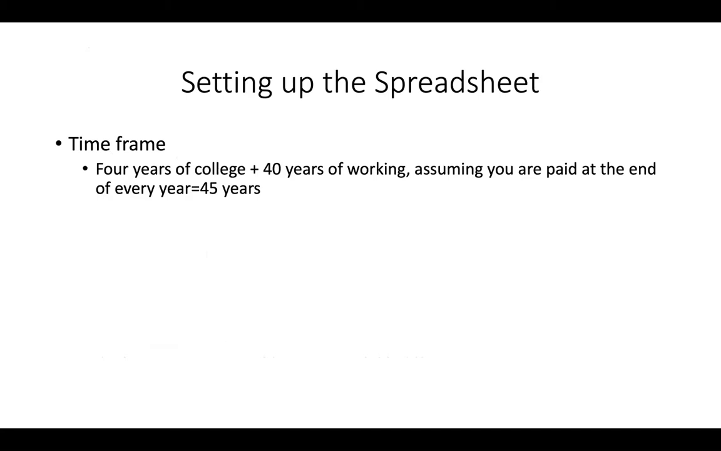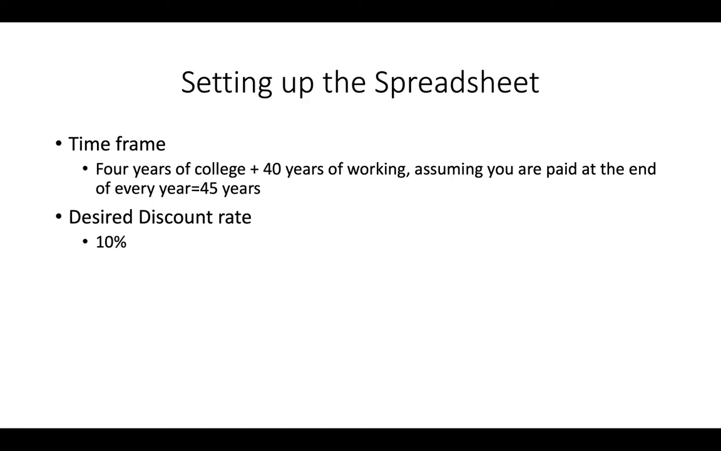Well, you got 4 years of college and 40 years of working, but assuming that you're paid at the end of the year, so instead of setting it up for 44 years, you got to set it up for 45, because at the end of the 44th year, that's really going to be coming in that 45th year. So I put mine out to 45, but if you put yours out to 44, I would not count it wrong. But I had mine going out to 45 because you're getting paid at the end of the year and you're probably not getting a job right away. So I put mine out to 45.